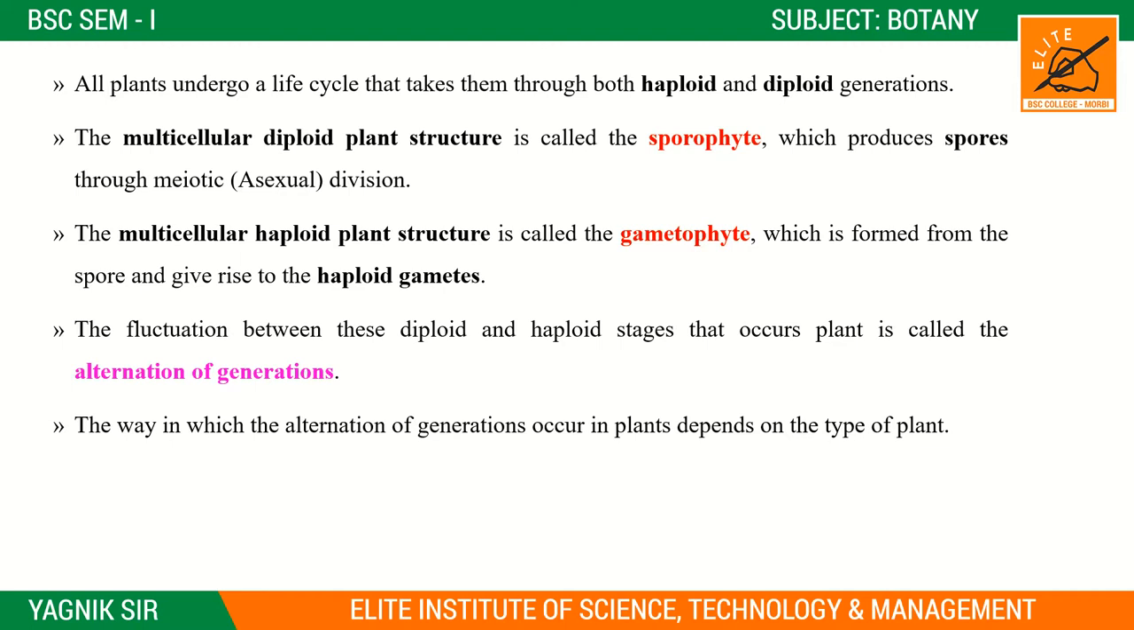The way in which alternation of generations occurs in plants depends on the type of the plants.